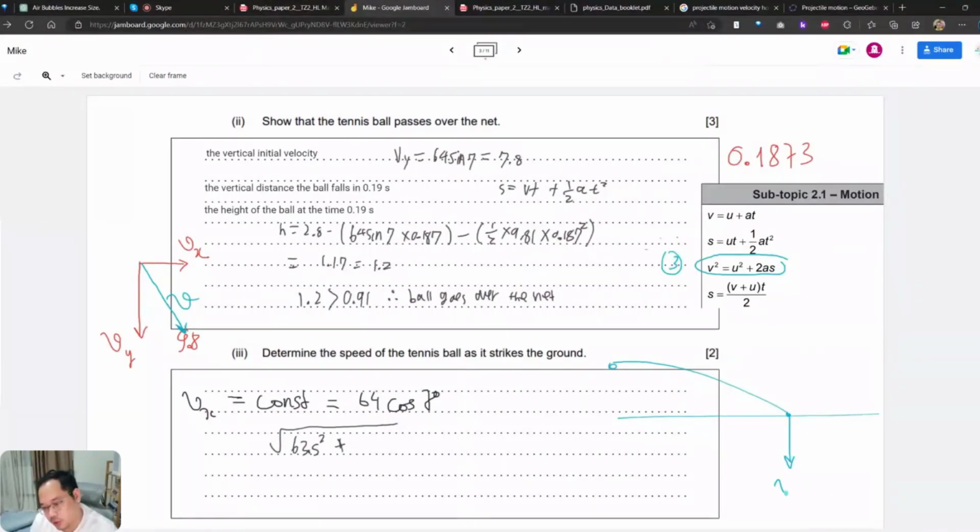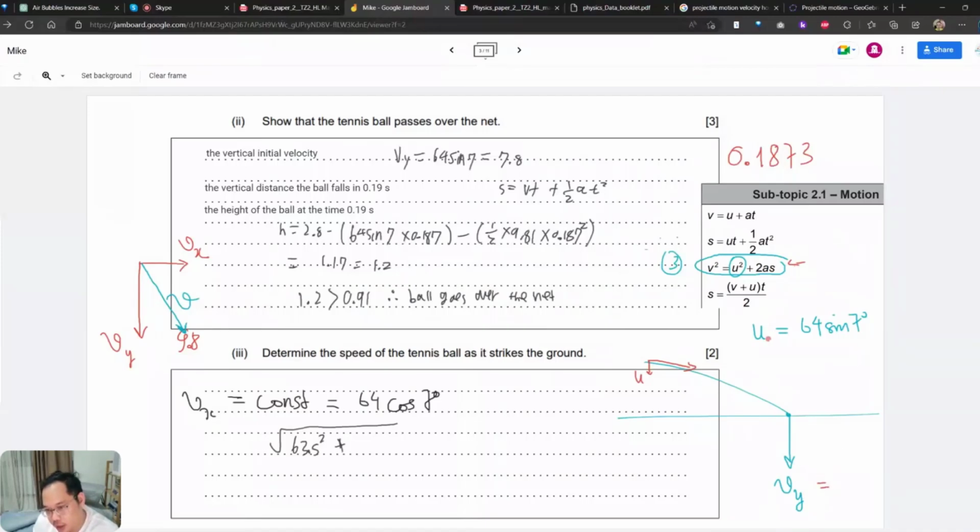This vertical velocity, Vy. The initial velocity in this formula, u, there is 64 times sine 7 degrees here. Initially, it does not start horizontally like that. The initial velocity here, and then you resolve that. You see the u, vertical initial velocity, this value. And then plug it into 2as equals v squared. Use this formula to find this Vy.